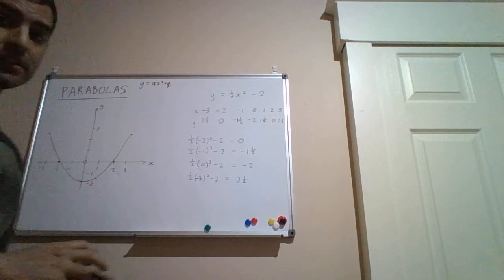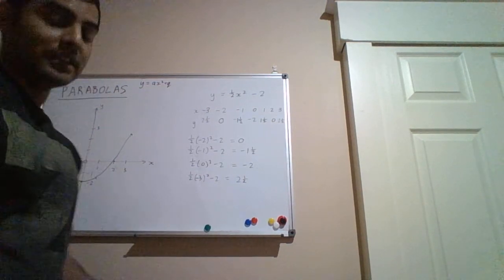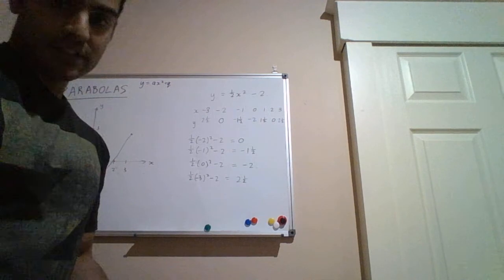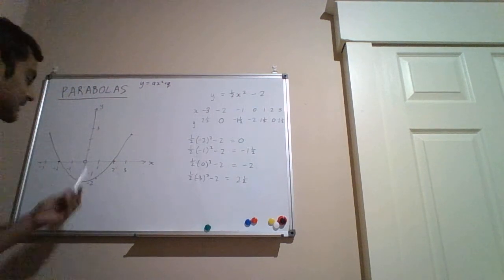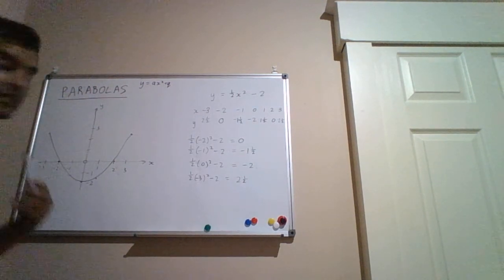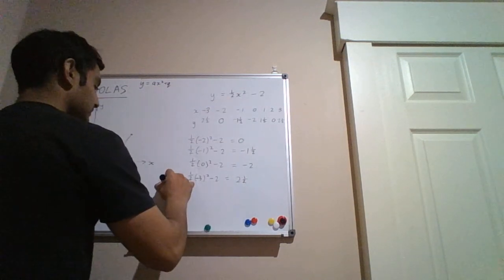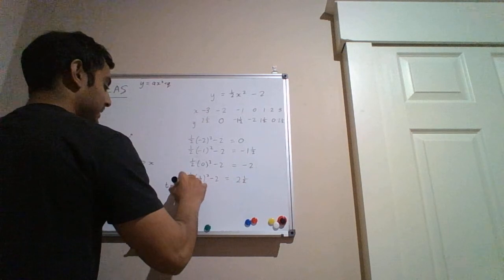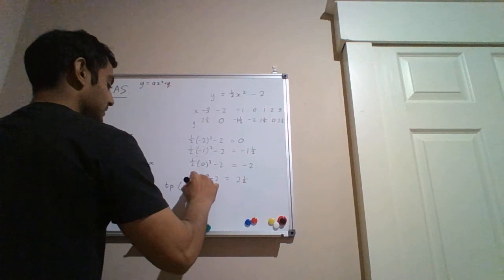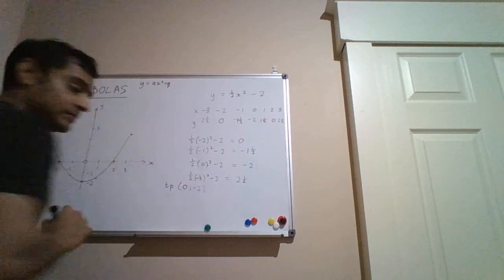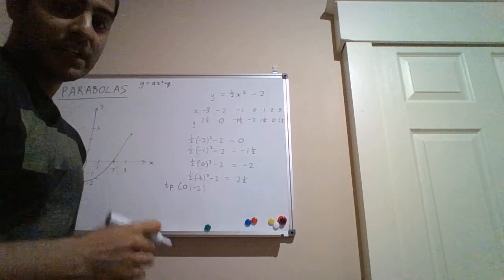Now let's talk about some of the other features of the parabola. We mentioned turning point earlier. So in this case, the turning point sits there at 0, minus 2. TP, turning point, 0, minus 2. Next, I want to talk about the roots.